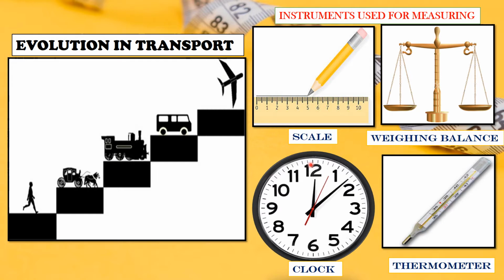We use watch to measure the time. At school, we use scale to measure the length of a line, and vegetable vendors use a balance or weighing scale to measure the weight of the vegetables. And when we have a fever, we use thermometer to measure the body temperature.